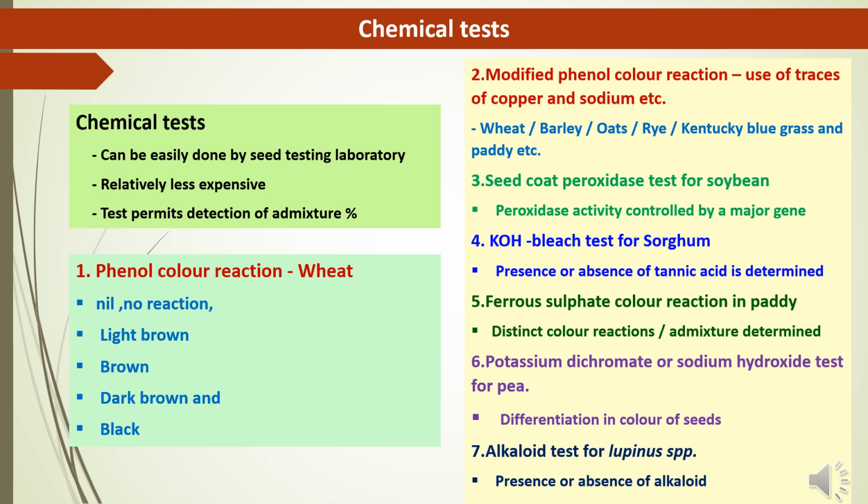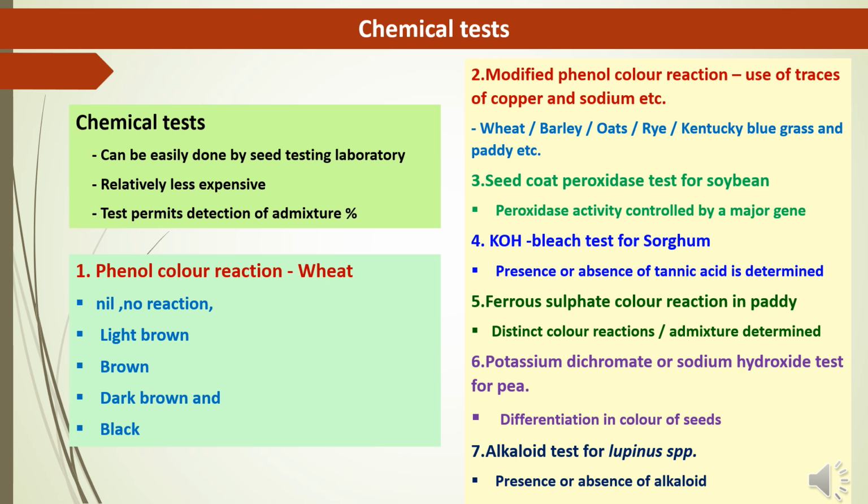The second test is the modified phenol color reaction, where the efficacy of the phenol color reaction test can be further enhanced by the use of traces of copper and sodium. The procedure is the same as the phenol color reaction, but here, instead of soaking the seeds in water, the seeds are soaked in a low concentration solution of copper sulfate or sodium carbonate or any other chemical which is standardized for the test.